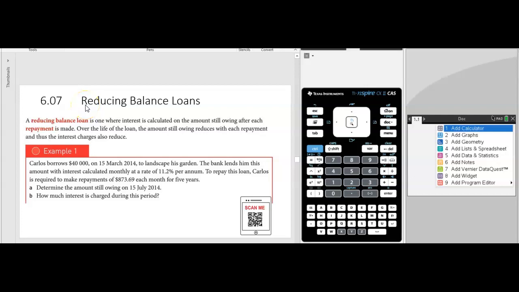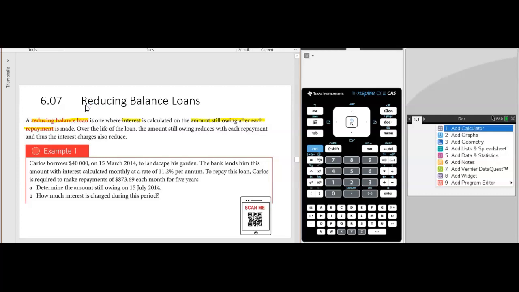Hi, we are going to look at 6.07, reducing balance loan today. What is a reducing balance loan? How is the interest being charged here? The interest is actually calculated on the amount that you owe after each repayment is made.